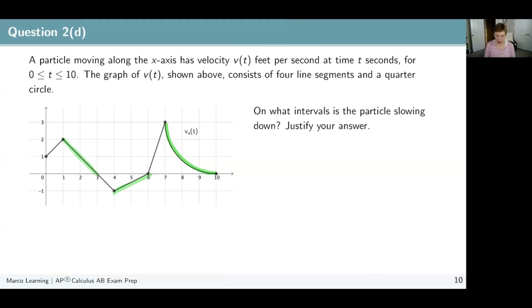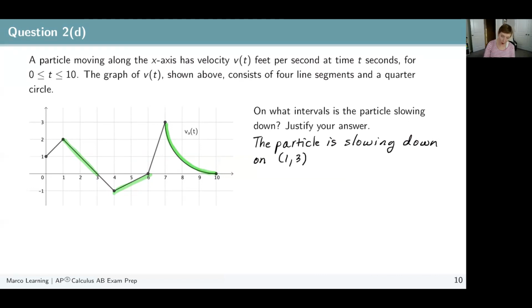So let's write out our answer. And we want to be careful how we write this because we are asked to justify. And the justification for the interval from 4 to 6 is different than the justification for the other two intervals. So I'm going to separate this into two parts and say that the particle is slowing down on the interval from 1 to 3.